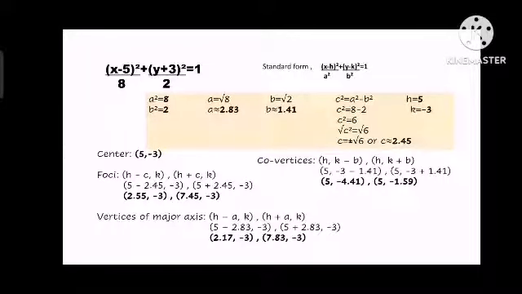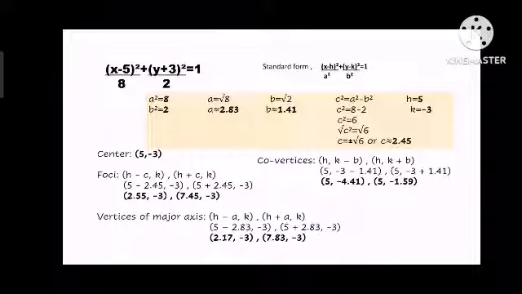Now, let's solve for c. We are going to use the formula c squared equals a squared minus b squared. So c squared is equal to 8 minus 2, so c squared is equal to 6. Then we get the square root of both sides, so c is equal to plus or minus square root of 6, or 2.45. So the value of c is 2.45.